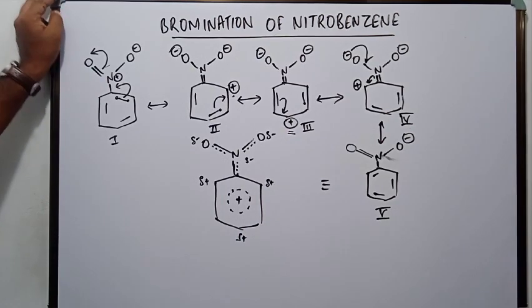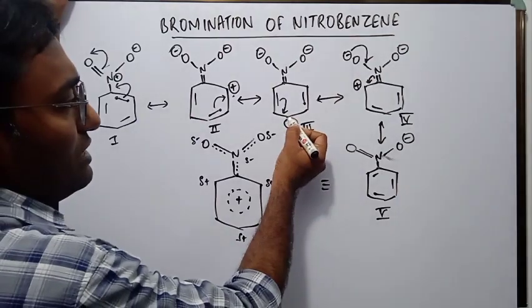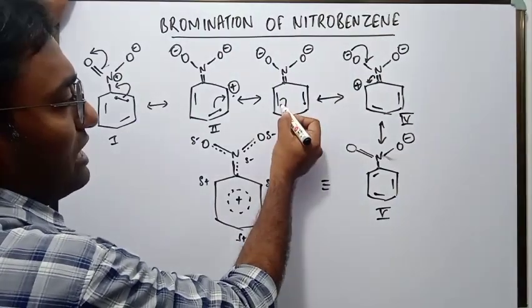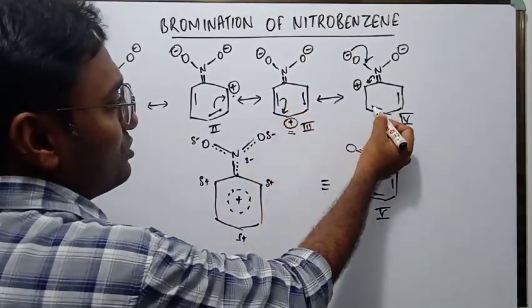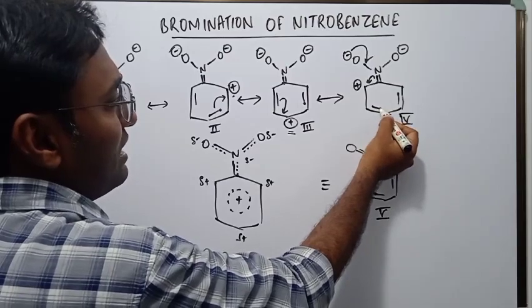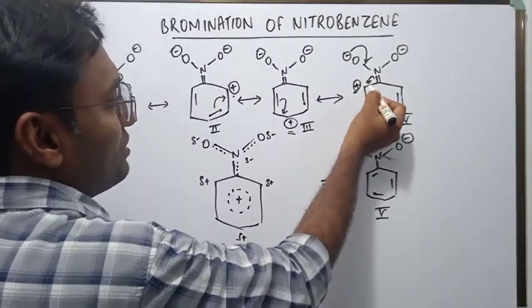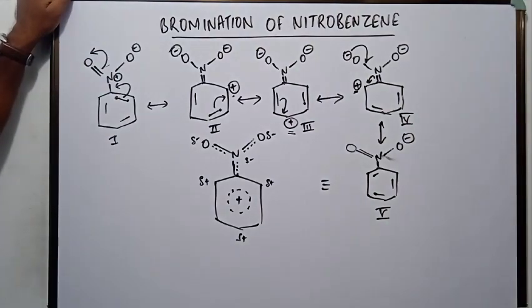The fourth canonical form, what happens? Now this carbon, to negate its positive charge, attracts its electron. So this electron pair comes here and the positive charge now rests on this carbon. So that is the fourth canonical form.